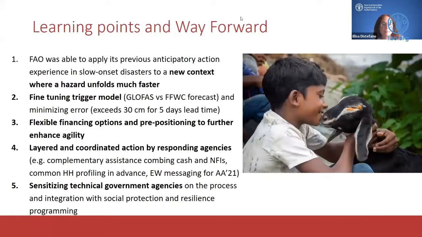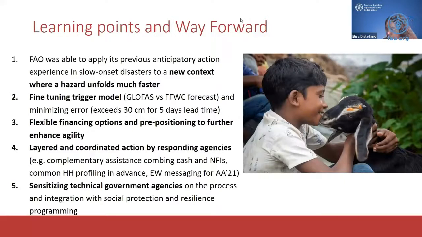So for FAO, the key takeaway was that FAO was able to test its capacity and experience in a fast-setting hazard context. Also, we realized that we should further fine-tune the trigger mechanism, because often we found that LOFAS and FFWC forecasts contradict, and there are certain errors in the design. Also, flexible financing and pre-positioning is required for further agility, along with layered and coordinated action by responding agencies.